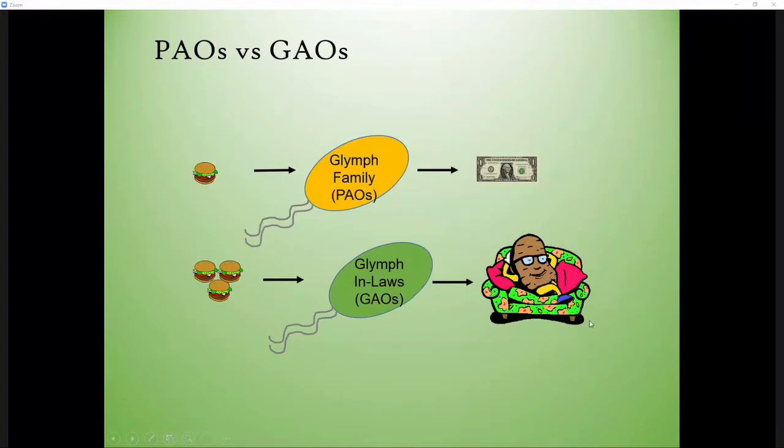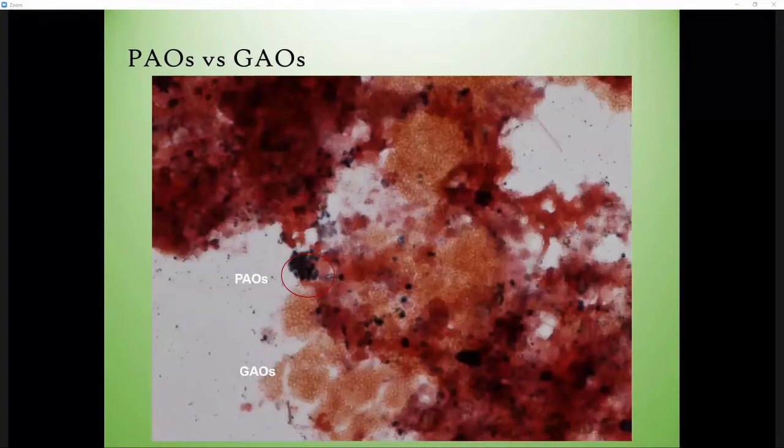So that's kind of what happens when the GAOs come. They take all the food, but they don't do any work to help remove any phosphorus. And so if you ever look in a sample and you see this many PAOs and that many GAOs, then you can just about guarantee you're not getting good phosphorus removal.